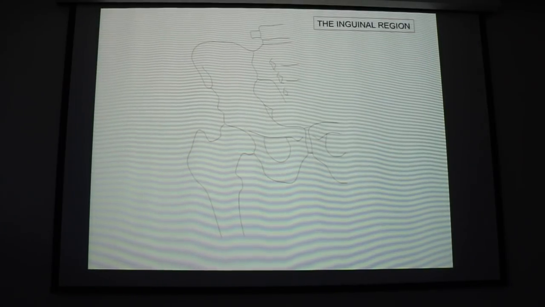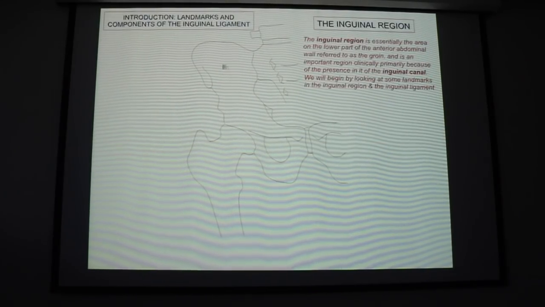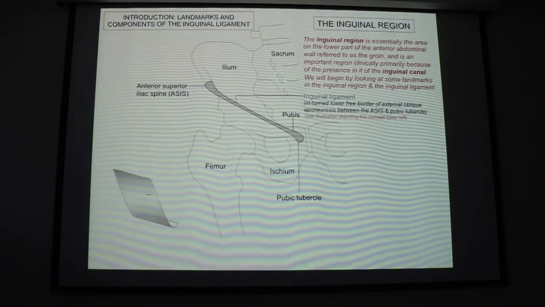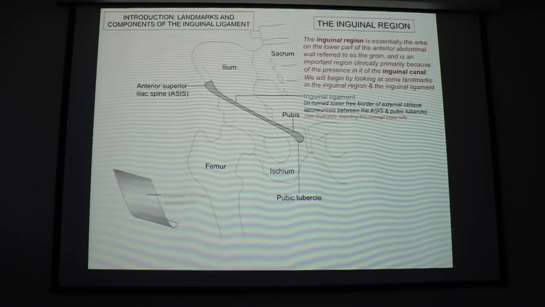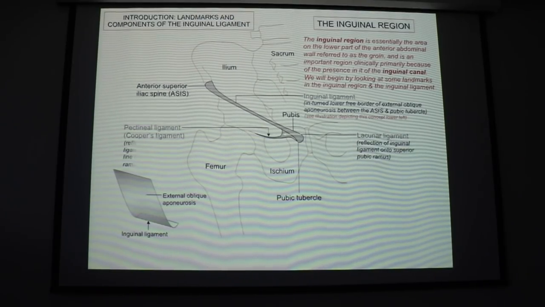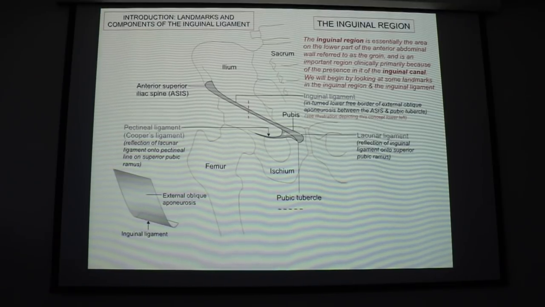So now going further, we know about these things, so let's not go into details. We agree with this picture. We know the different parts of the inguinal ligament, lacunar and the pectinate. This is a mid-inguinal point.